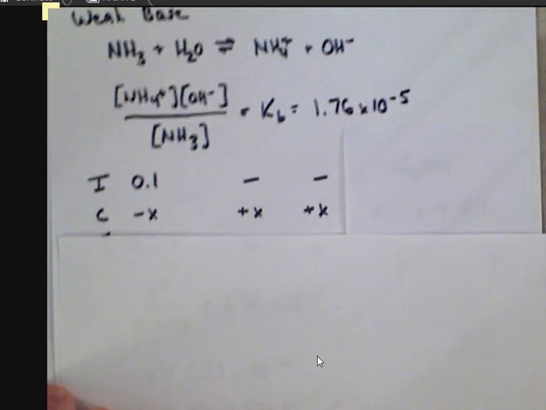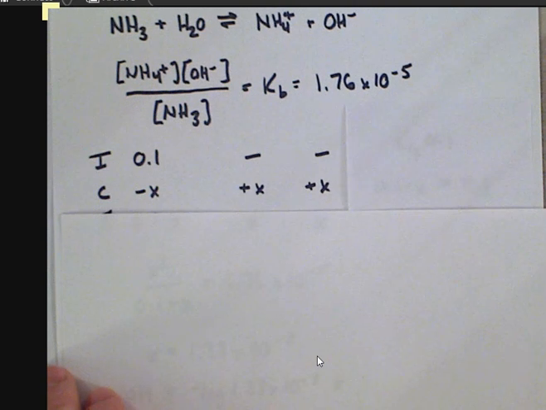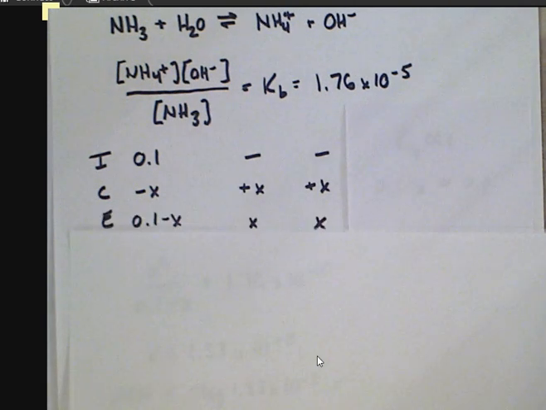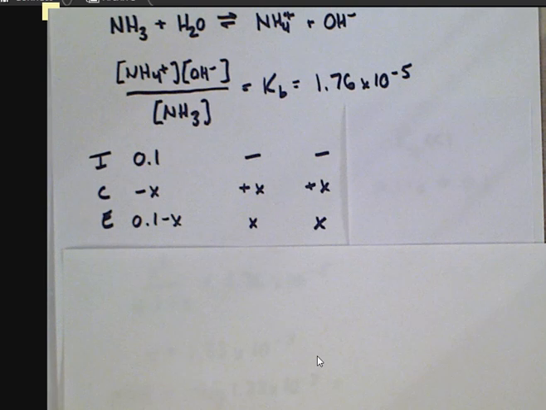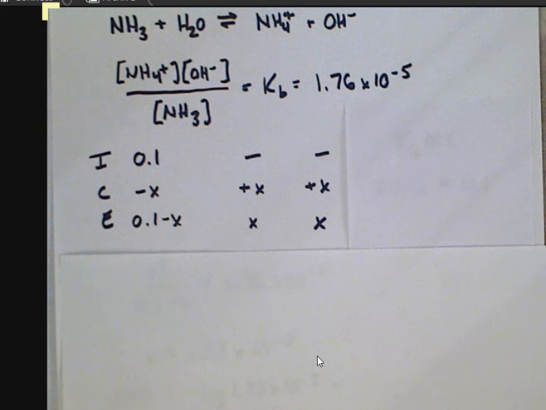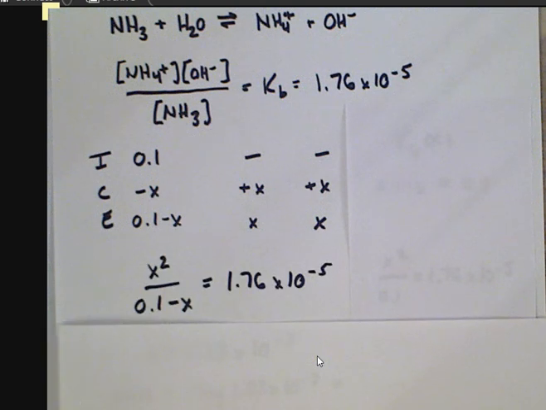If we add those two lines together, we get 0.1 minus x, x and x, and so we plug that into our equilibrium expression and we end up with this: x squared divided by 0.1 minus x is equal to 1.76 times 10 to the minus 5.